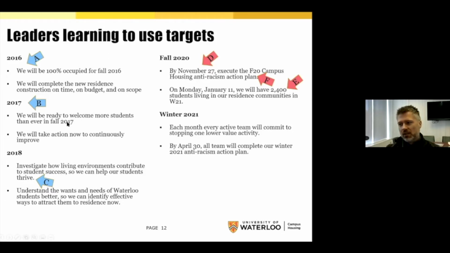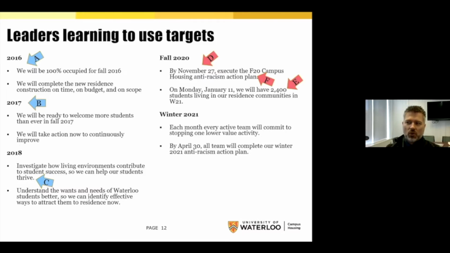So on the left side of this slide, you'll see three different years, 2016, 2017, and 2018. And on the right side, you'll see our last term or semester, the fall of 2020, and our current term, the winter 2021. I'm going to highlight a few points on here, and I'm using arrows to draw your attention. And again, I want you to keep targets in mind: what, when, and who.